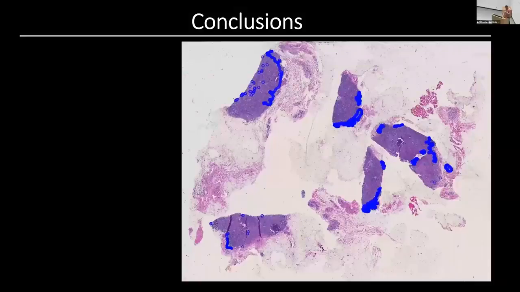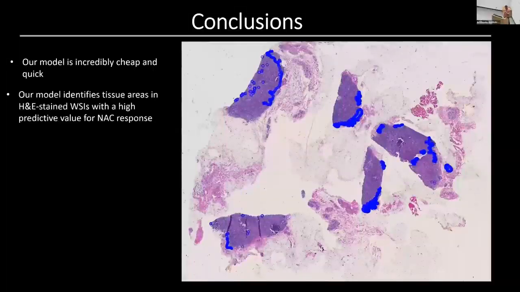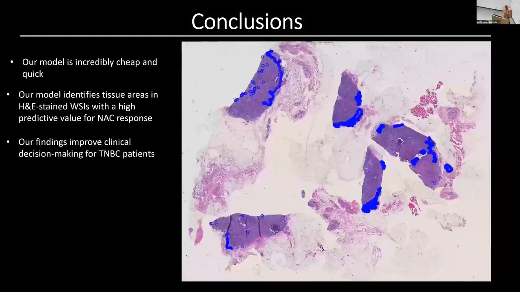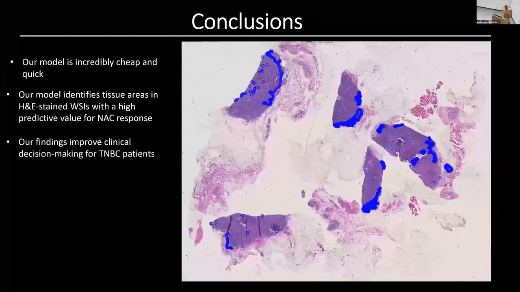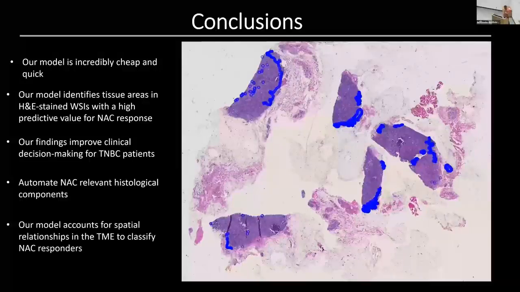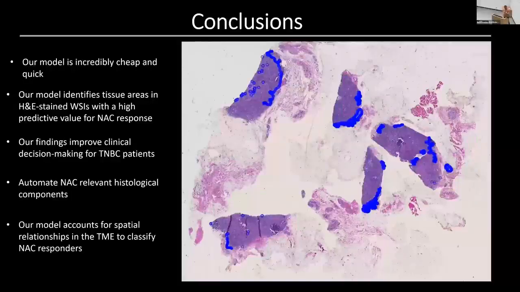And at the end, we have this attention map, which shows the high attentive areas for predicting NAC response. So our model is incredibly cheap and quick. Our model identifies tissue areas in H&E whole slide images at high predictive value for NAC response. And our findings improve clinical decision-making for TNBC patients. Automated NAC response relevant histological components, and our model accounts for spatial relationships in the tumor microenvironment to classify NAC response.